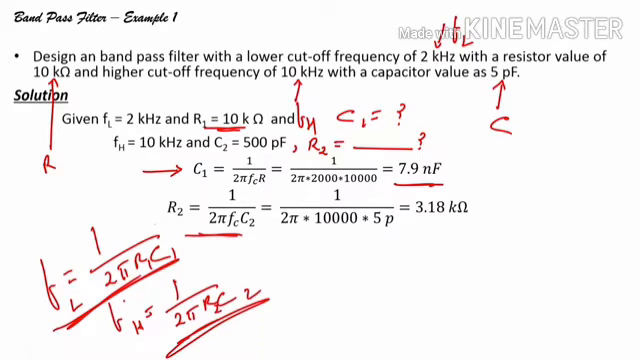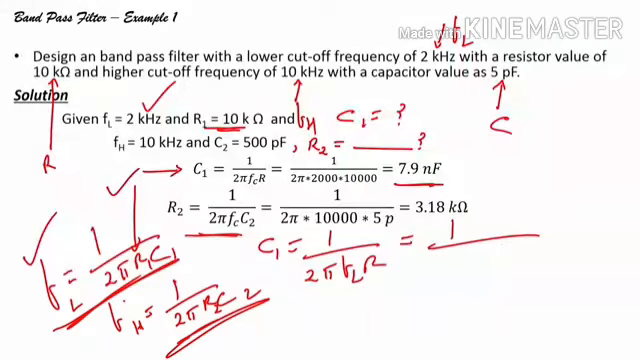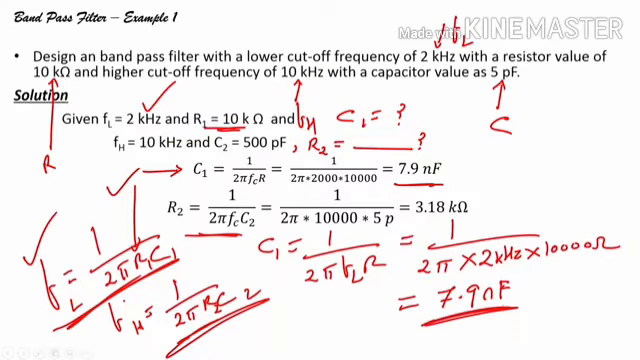So, here what is given? We are given the value of FL, then we have R1. What we do not have? C1. So, C1 would be equal to 1 upon 2 pi FL into R. We can substitute the value: 1 upon 2 pi FL. What is FL? FL is 2 kilohertz into resistance, resistance is 10 kilo ohm, correct. So, we will get the value of C1 equals 7.9 nanofarad, beautiful, very easy.